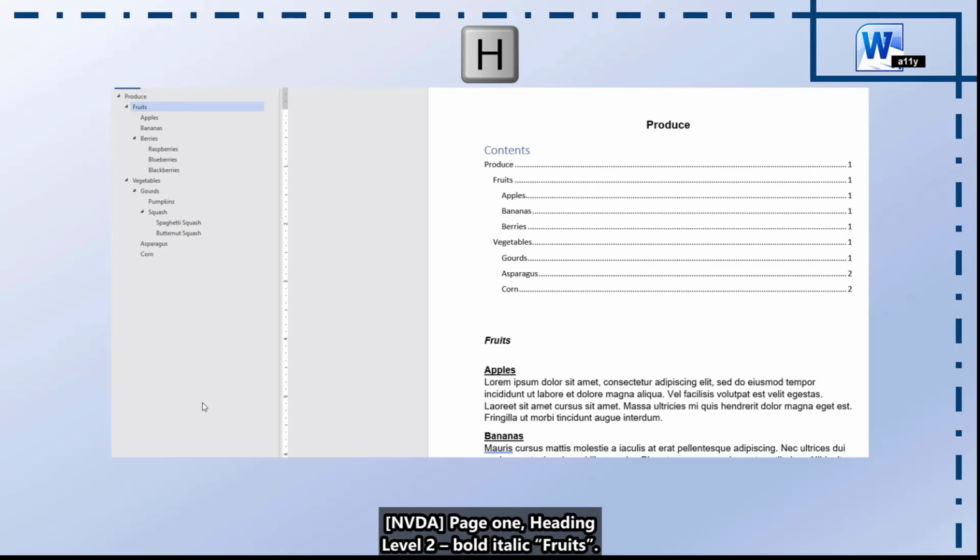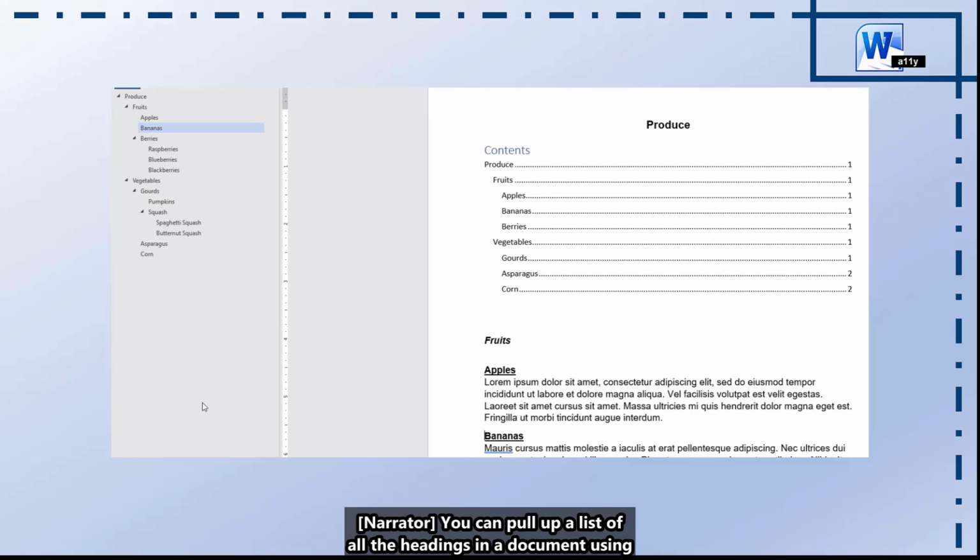Page 1 Heading Level 2 Bold Italic Fruits. Heading Level 3 No Italic Underlined Apples. Heading Level 3 Bananas.